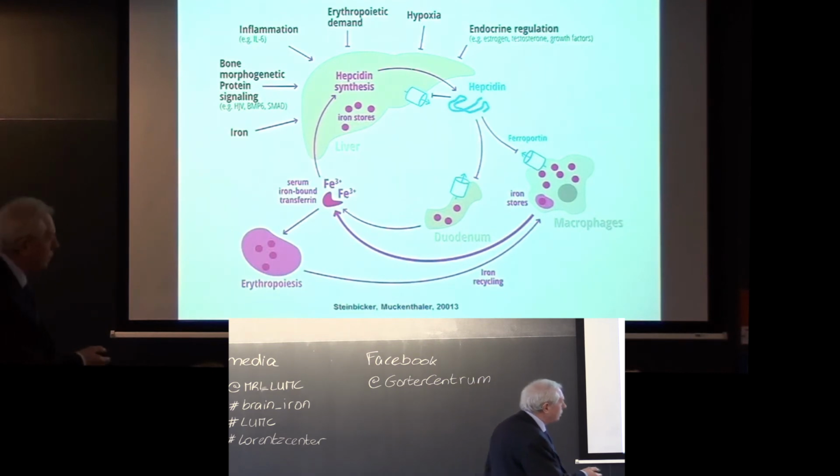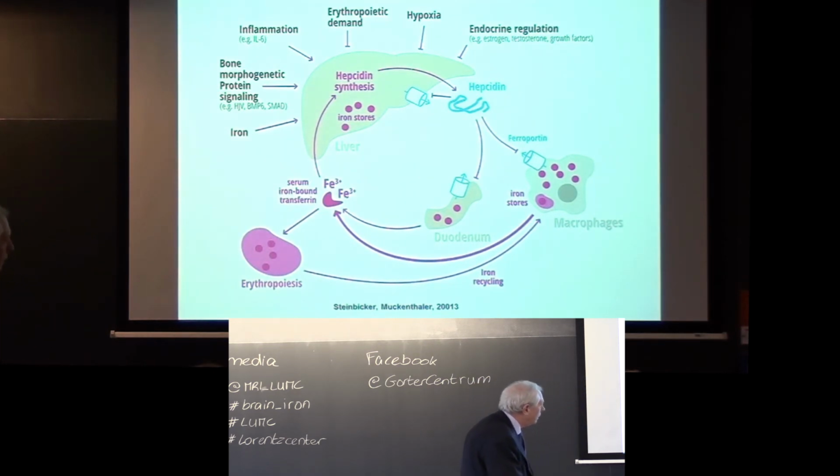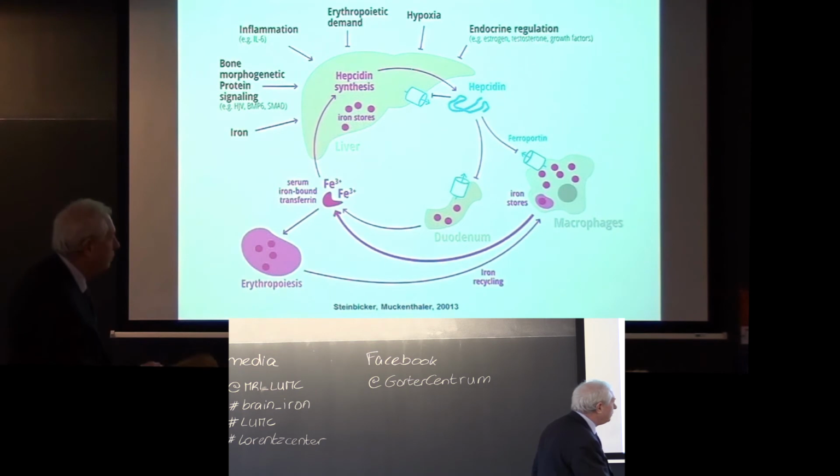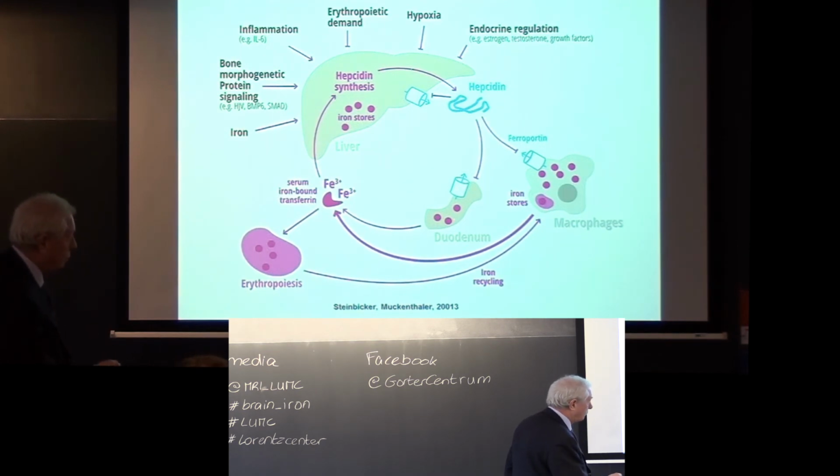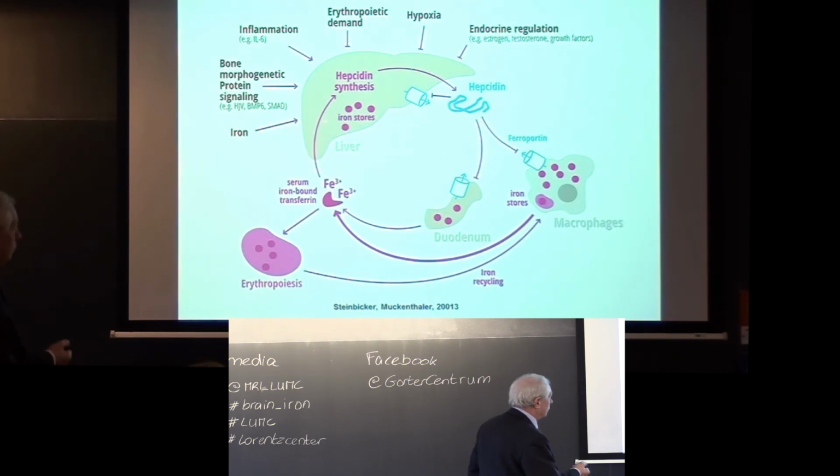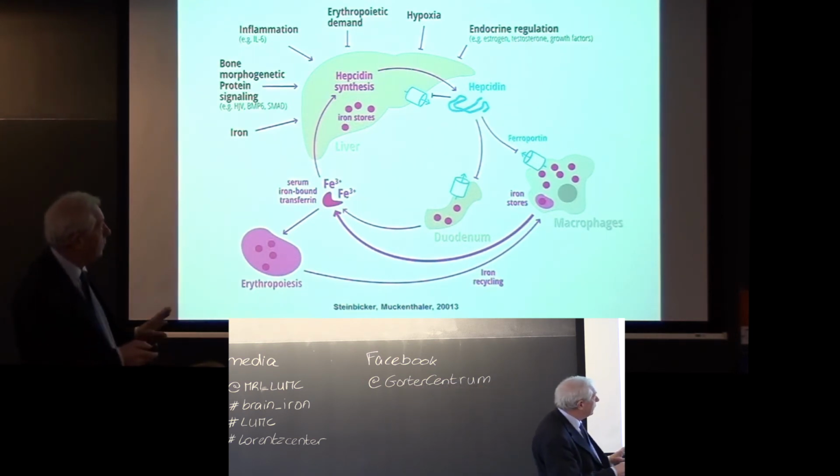This is a very simple version that I published a few years ago, which just shows you that the liver produces hepcidin. Hepcidin goes to block iron release from the iron stores and the macrophages of the spleen. It blocks iron release from the duodenum, so it blocks iron absorption from the gut. And it also affects expression of hepcidin. I'm not going to go into great detail of hepcidin.